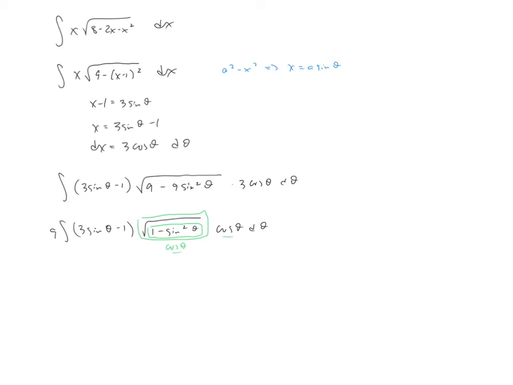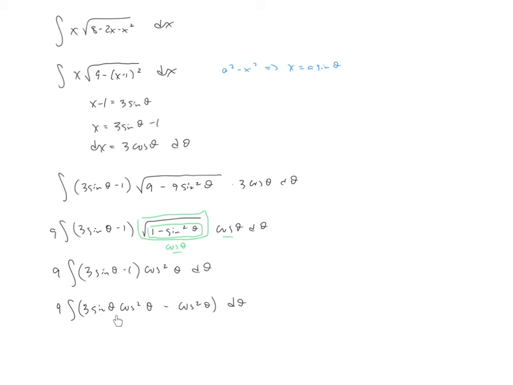Okay, so we've got our 9 with our integral, 3 sine theta minus 1, followed by a cosine squared theta d theta. Now, I'll go ahead and distribute the cosine squared in there. So that's going to be a 3 sine theta cosine squared theta minus cosine squared theta d theta. And conveniently, both of these integrals are actually pretty easy.